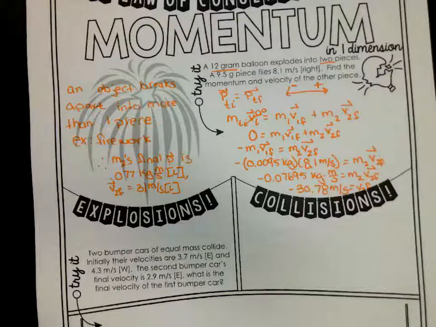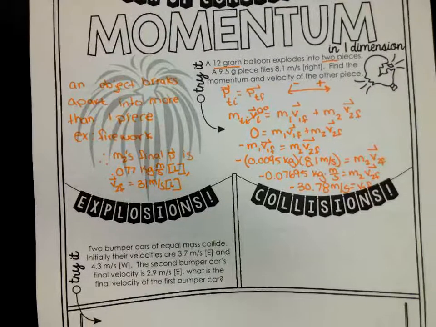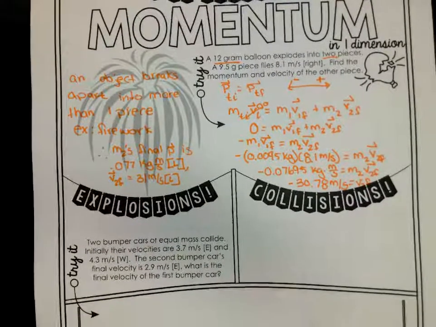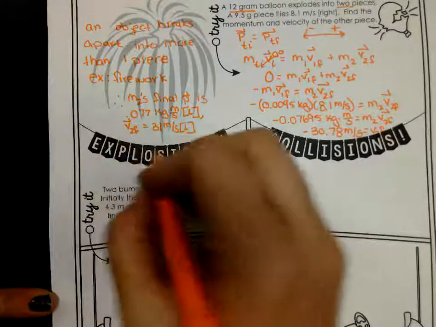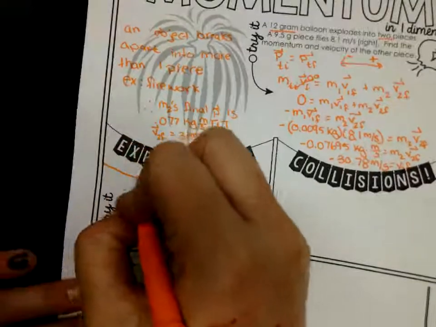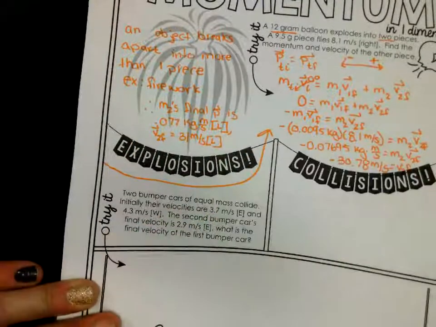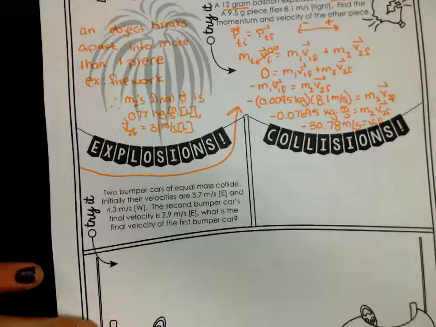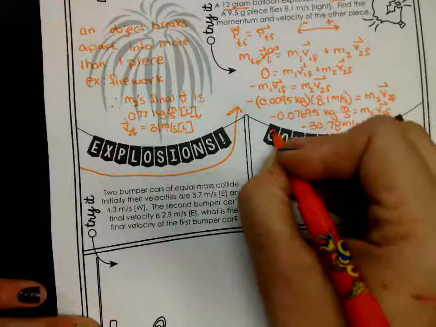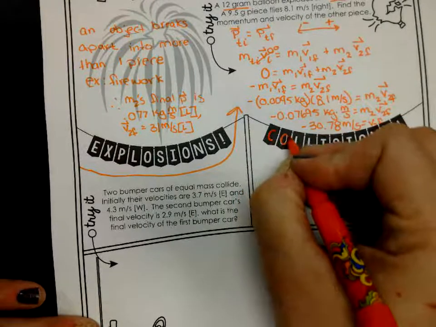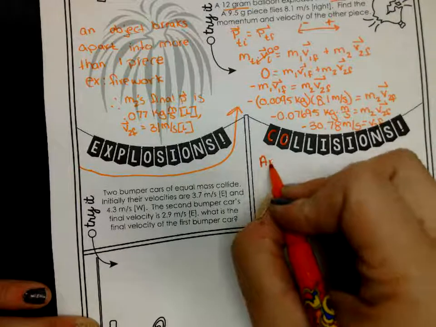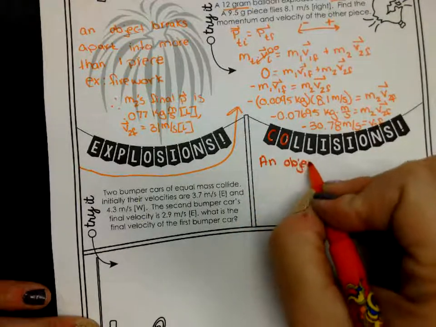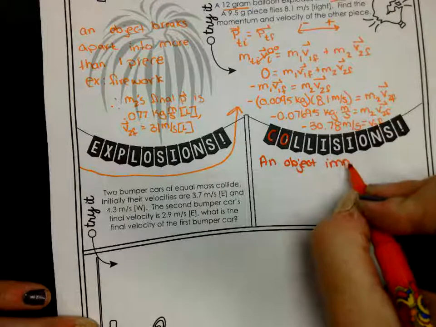All right, so let's talk about explosions. Let's talk about collisions. Let's grab a different color. So collisions. So all of the explosions are up here. And this whole bottom part is going to be collisions. I probably should have colored this first. All right, so a collision is when an object impacts another object.